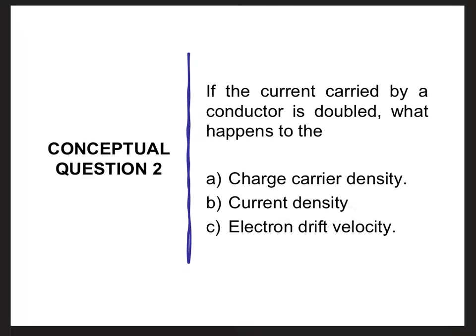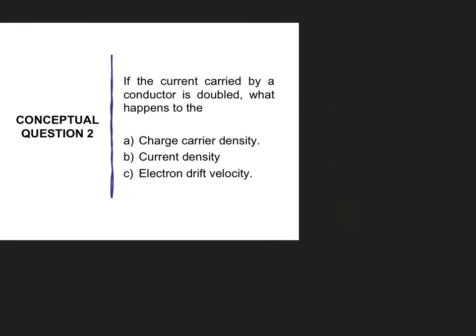Okay, now we are going to discuss conceptual question 2, which asks you to find what happens to the current density, the electron drift velocity, and charge carrier density when you double the current. Okay, the thing that you need to understand is that doubling the current doesn't affect the charge carrier density, because the charge carrier density depends on the material. If you change the material, definitely the charge carrier density will be different. Okay, therefore, because we assume the material of the wire is constant, the charge carrier density here will be constant.